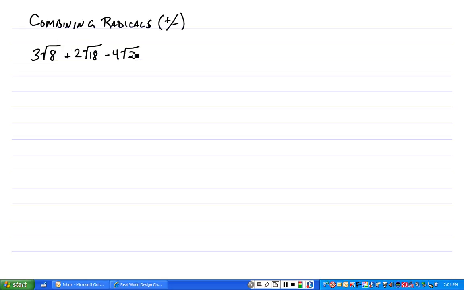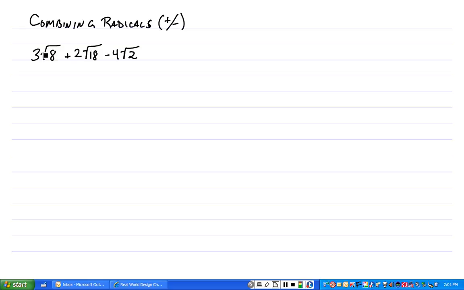Just like with fractions, you have to have a common denominator. Here you have to have the exact same number under the exact same kind of radical. So all of them square roots, and they all have to be the same number under the square root. Now we don't care about the numbers outside the square roots or outside of the radical.